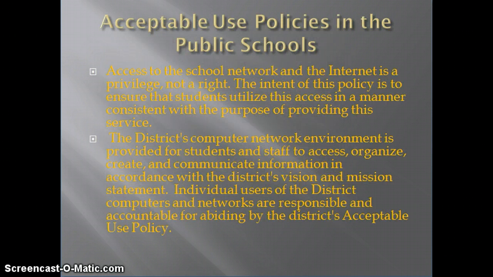Acceptable use policies in the public schools. Access to the school network and the internet is a privilege, not a right. The intention of this policy is to ensure that students utilize this access in a manner consistent with the purpose of providing this service. The district's computer network environment is provided for students and staff to access, organize, create, and communicate information in accordance with the district's vision and mission statement. Individuals' use of the district computers and networks is responsible and acceptable as defined by the district acceptable use policy.